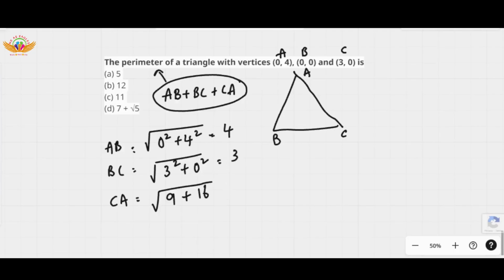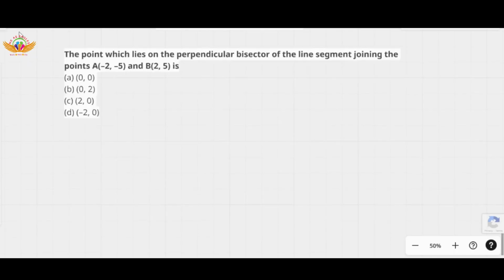Here it is 3, here it is 5. So 4 plus 3 plus 5. How much? 7 plus 5. That is 12, the answer. Yeah. The point which lies on the perpendicular bisector. What is this perpendicular bisector?